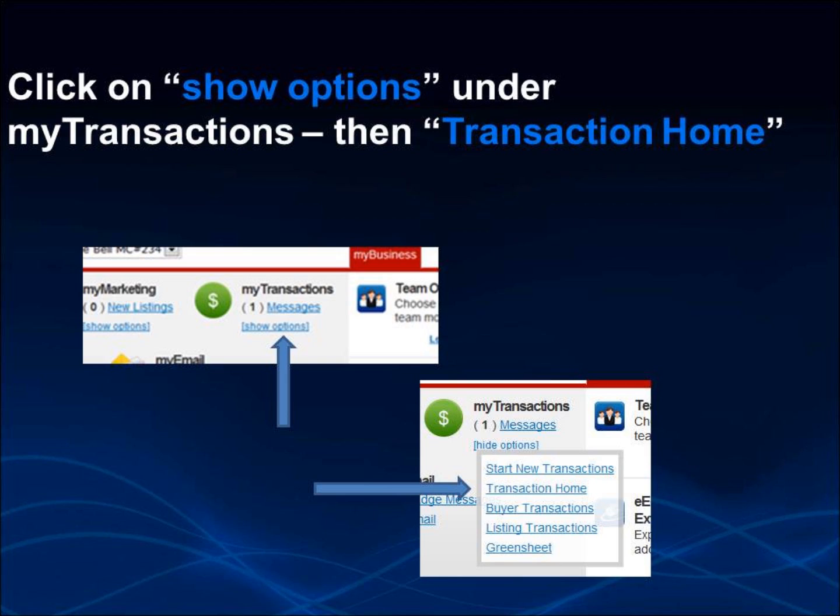At the top of your screen, under the headings we just looked at, are the eEdge drop-down headers. Leads, marketing, and so forth. There's also the drop-down transactions. There's also the eEdge control panel with the choice myTransactions as shown on the screenshot. Click on Show Options, then Transaction Home in the drop-down.